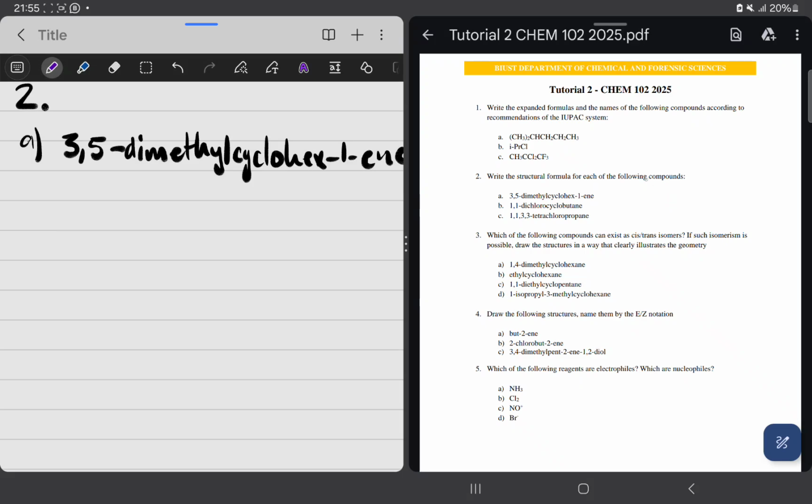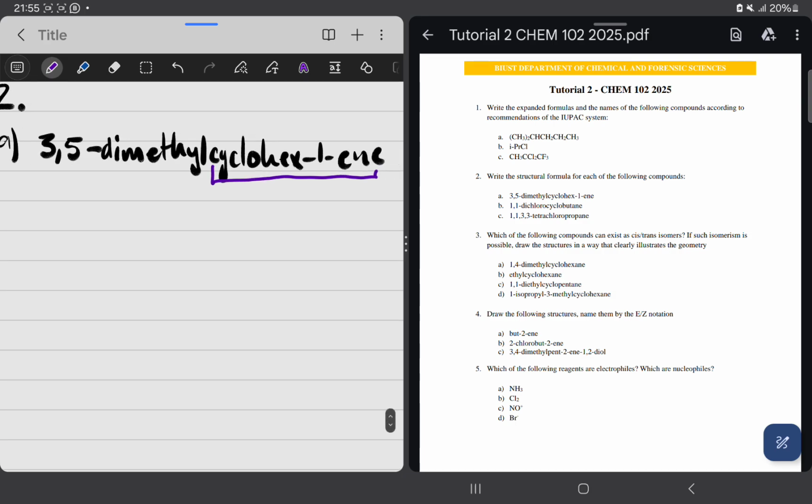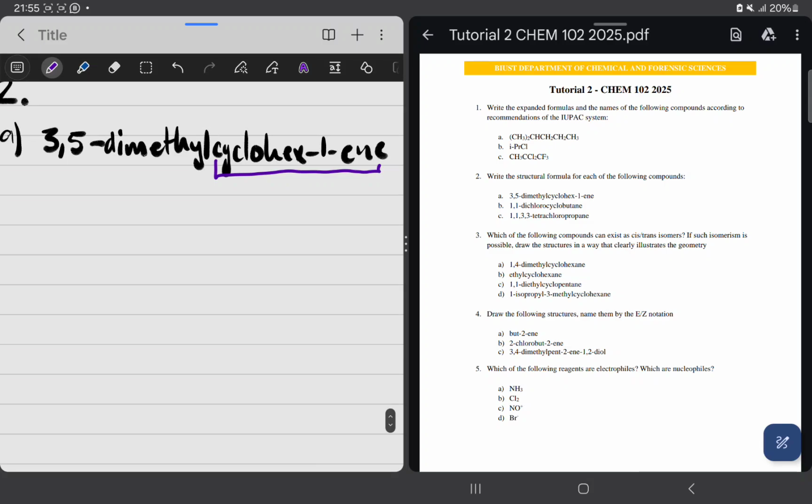For each of the following compounds: 3,5-dimethyl-cyclohexanone. So anyway, I've already written it down here. And of course, when we are writing a structure, we start with the parent chain, which is here, cyclohexanone. If there is no cyclo, you just take the hexanone. If there is a cyclo, you take the cyclo. It's part of the name. It's part of the parent chain. So the parent chain here is cyclohexanone, which is cyclohexene.